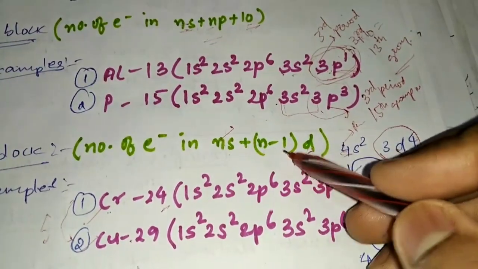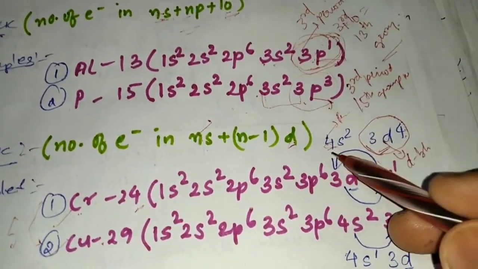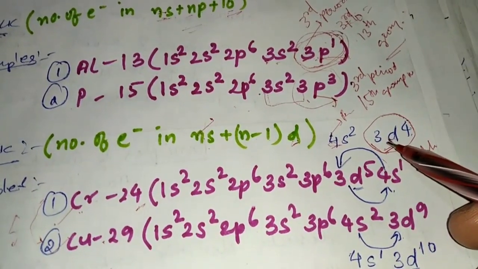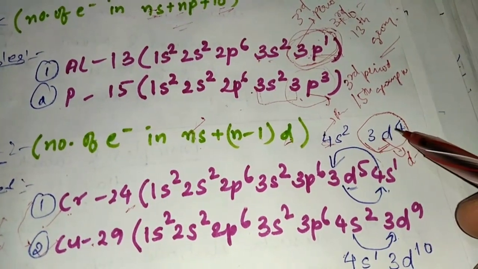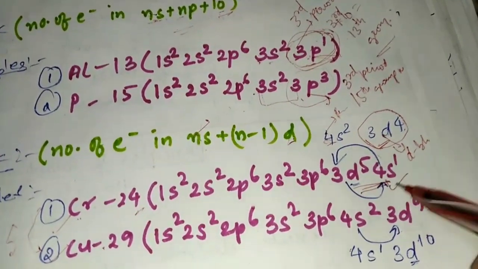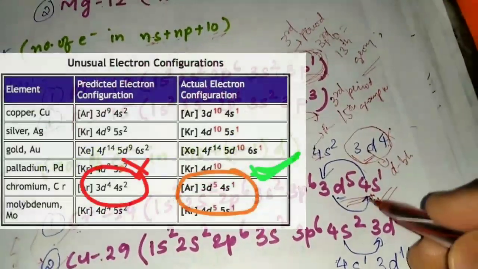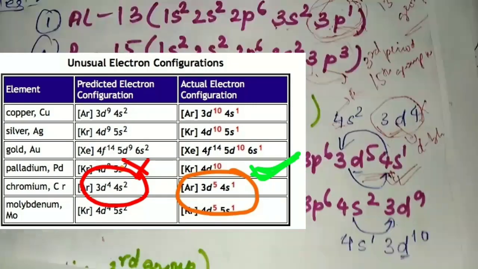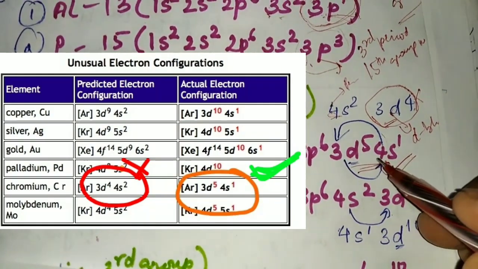ns plus (n minus 1)d. ns, so obviously these 2 only will decide my period number here. For the group number, the electrons here are 4s1 and 3d5. Now the actual electronic configuration is this one, not this one. Okay, all of you, so the actual electronic configuration is this one.